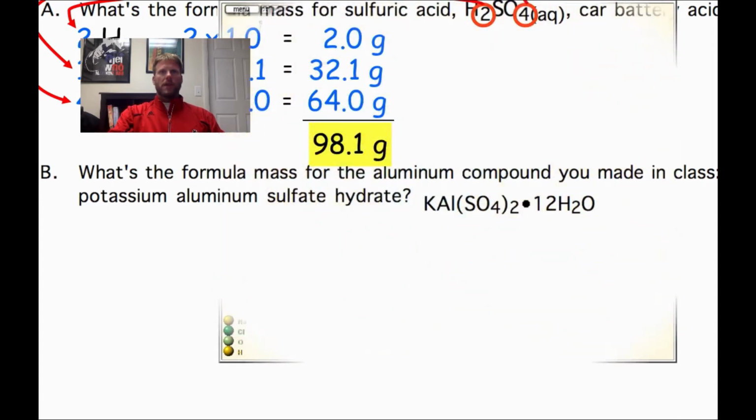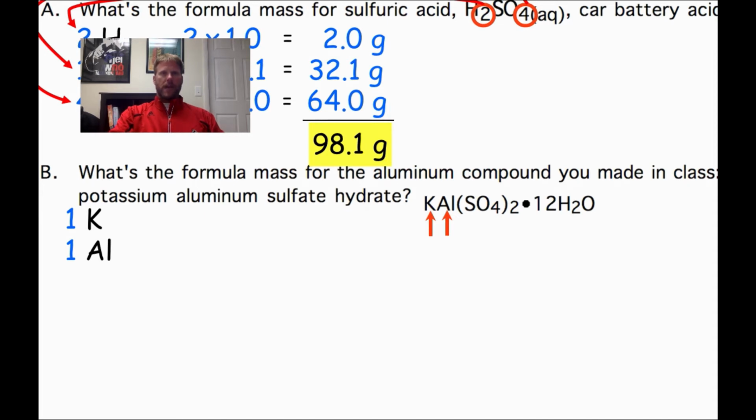We must start by determining how many atoms of each element make up this compound. Potassium has no subscript, so there is 1 potassium atom. Aluminum is also without a subscript, so we have 1 aluminum atom. Okay, here is something new for us. What is up with these parentheses? Well, 1 sulfur atom and 4 oxygen atoms happen to be grouped together in this substance. And there are 2 of these sulfur-oxygen groups.